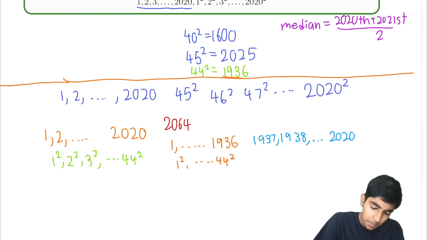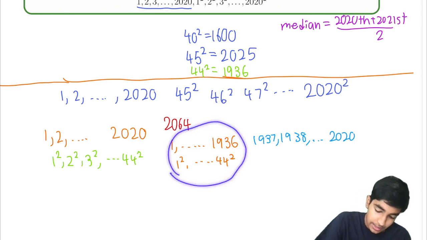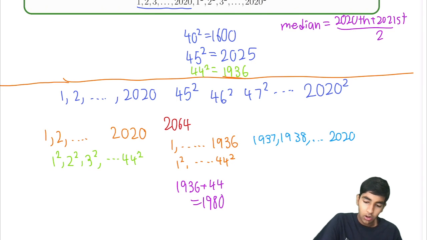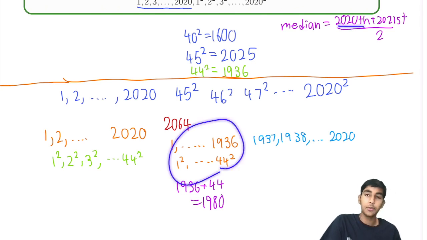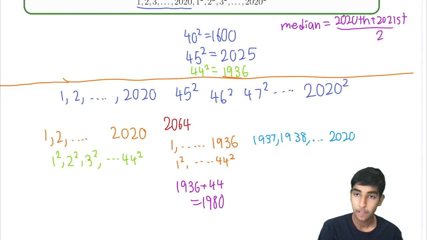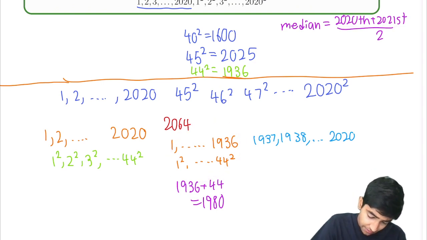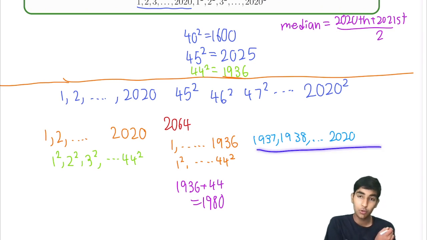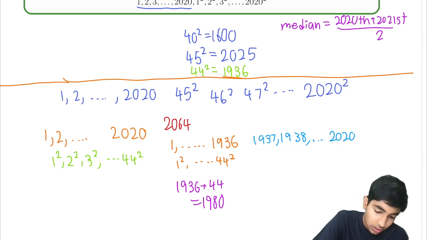Interesting. So how many numbers are here? Let's count. There's 1936 numbers and 44 squares. 1980. Okay, interesting. So 1980 numbers here. We're looking for the 2020th and 2021st numbers. Okay. So from here on out, you can think about it as these are all the smaller numbers. Then we have these numbers in between. And then we have all the larger numbers.